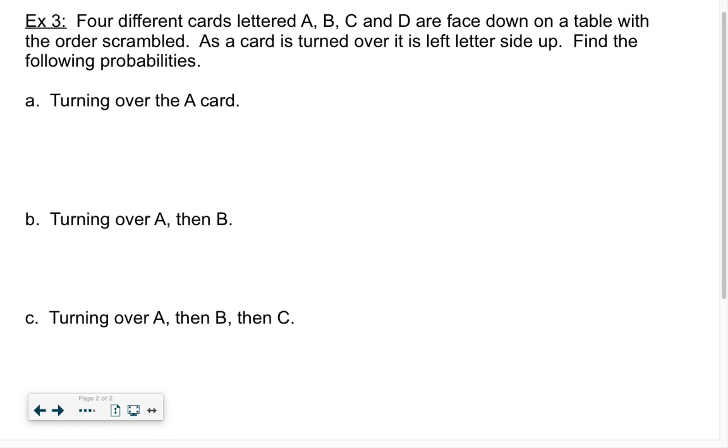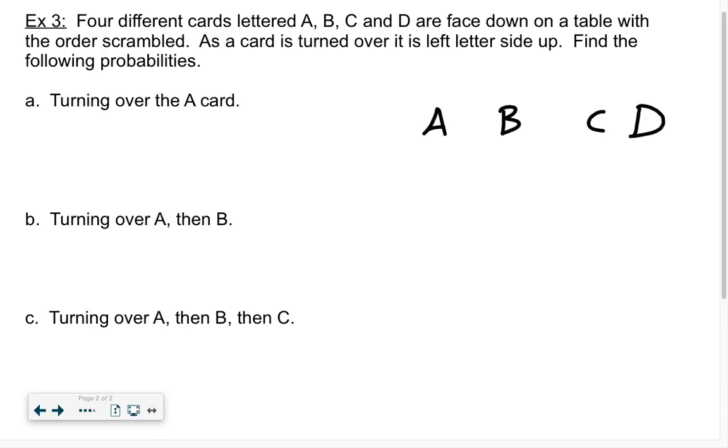Last one, example number 3. We have 4 different cards labeled A, B, C, and D that are face down on the table, and the order is going to be scrambled. As a card is turned over, it is left letter side up. So we want to find the following probabilities. So here's our cards, A, B, C, and D. We don't know what they are. You know, they're face down.